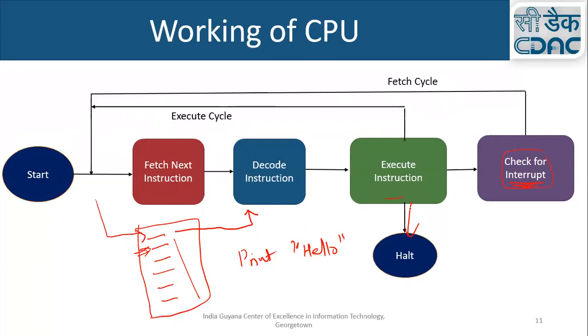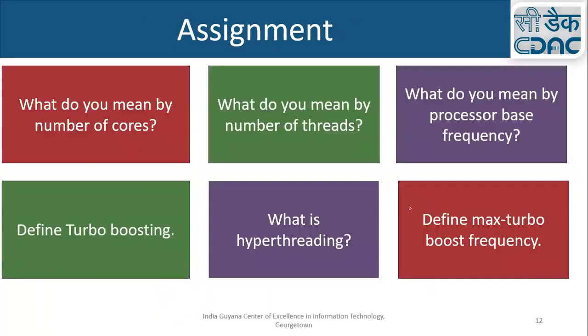Any question about the working of the CPU? No, it's straightforward. Okay, so I think this is the last part. What do you mean by number of cores? That is the number of physical CPUs available on your system. That is the number of cores.